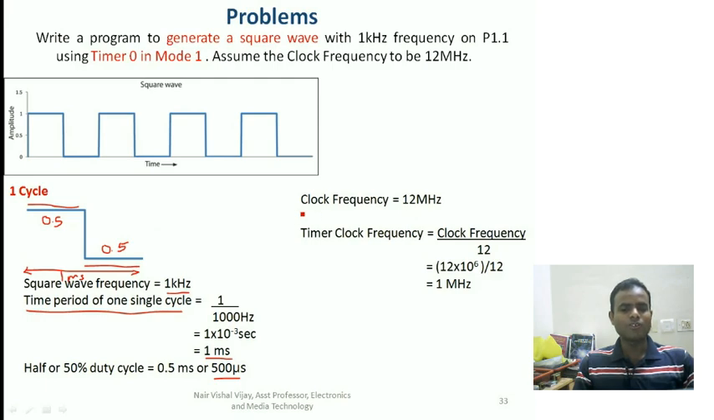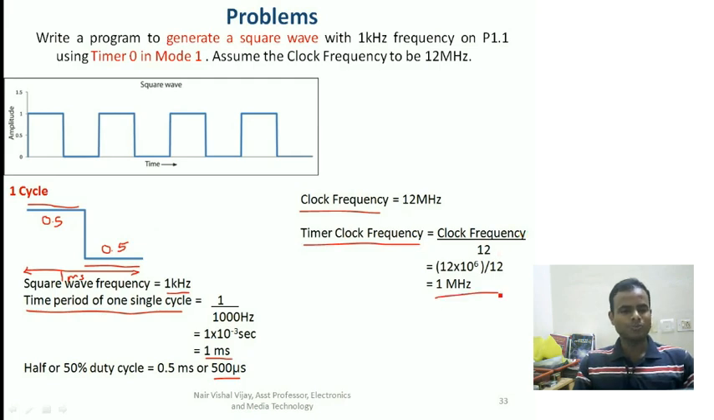So what's the clock frequency given? The clock frequency is given to be 12 megahertz, right? And once the clock frequency is given to be 12 megahertz, you can easily find out the timer clock frequency, which is nothing but clock frequency divided by 12. That is equal to 1 megahertz. So you know your timer clock frequency is 1 megahertz.